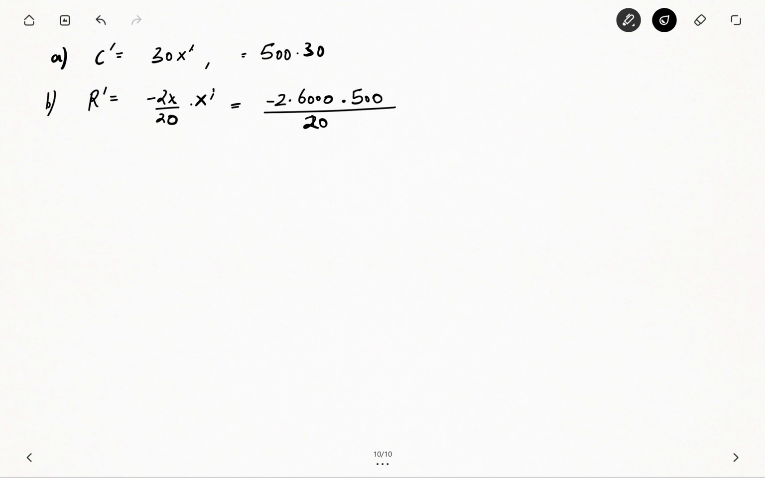And the rate of change of profit. Well, profit is just revenue minus cost, right? So P prime is just going to be R prime minus C prime. So from the top, you just pick up those expressions and copy them down.